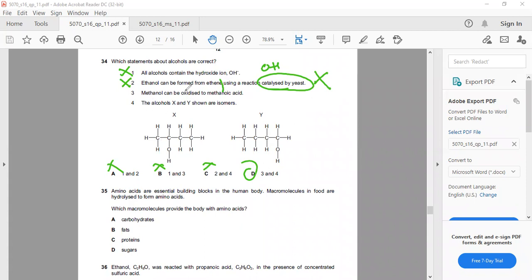But methanol can be oxidized to methanoic acid. Yes. Alcohol, oxidation, carboxylic acid. Methanol, methanoic acid, ethanol, ethanoic acid, propanol, propanoic acid, butanol, butanoic acid. The alcohols X and Y shown are isomers. Yes, because on the second carbon there is OH and here OH is on the first carbon. So D is the answer.